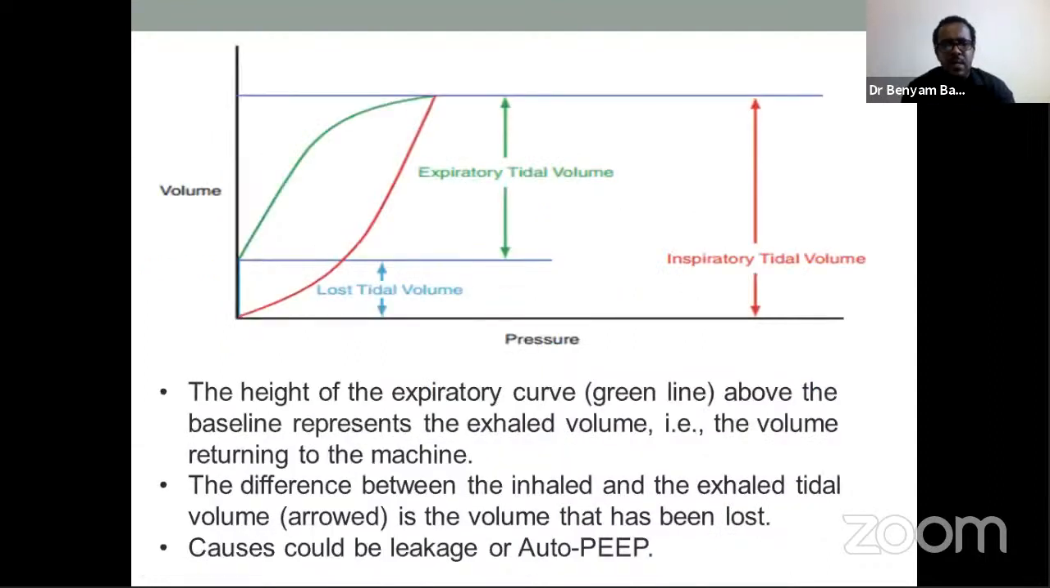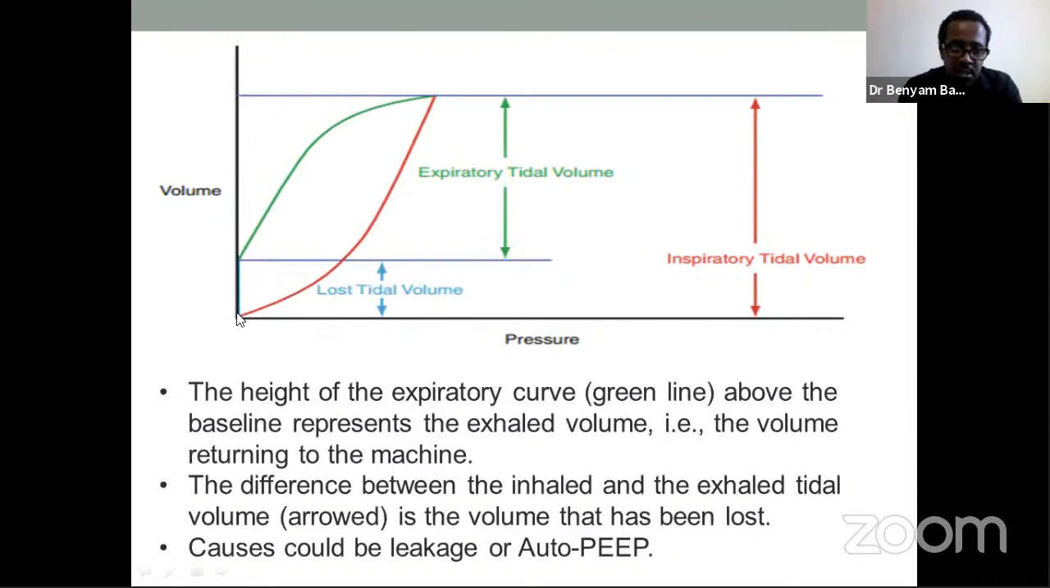So what happens when we lose volume, or wherever there is a leak or trapping? So this is the inspiratory, as we discussed again, the red line is the inspiratory phase. During inspiratory phase, a certain tidal volume was delivered. So we expect the same tidal volume to be going out, right? But the same tidal volume is not going out. It will come up to a certain point.